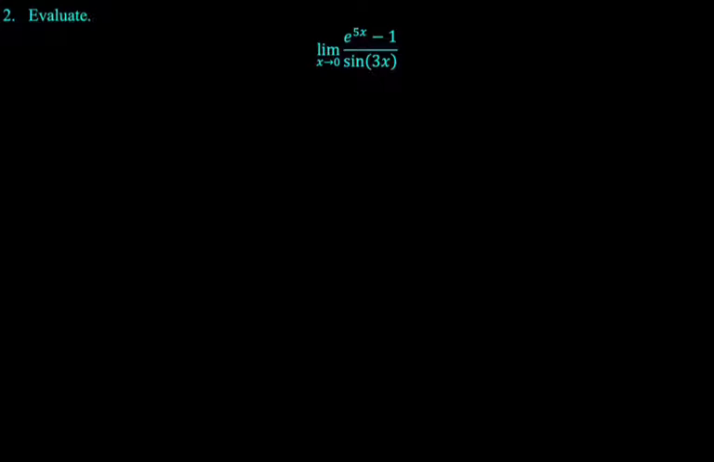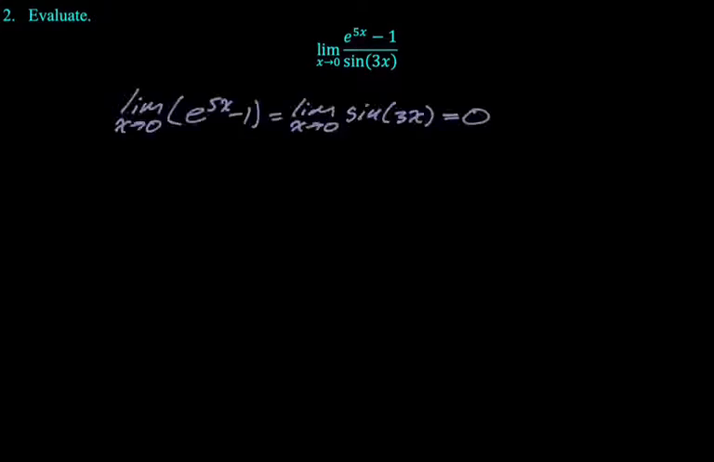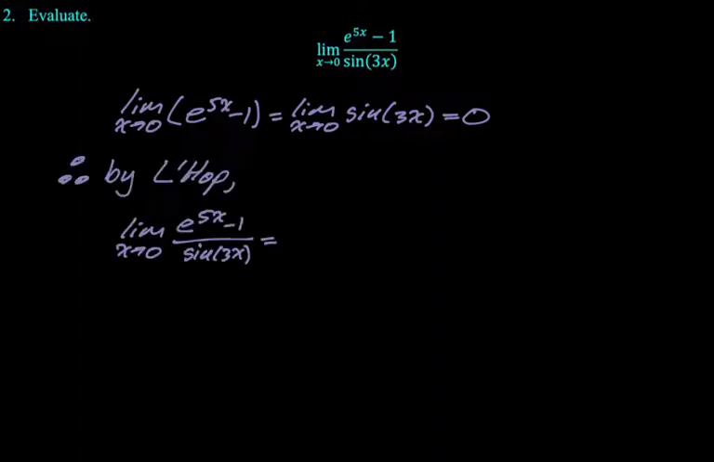We're going to do it the right way so that on a free response question we would get all the points. So here goes. We want to clearly identify that the limit of the top and the bottom are both 0. So I will say the limit as x approaches 0 of e to the 5x minus 1 equals the limit as x approaches 0 of sine of 3x equals 0. Therefore, by L'Hopital's rule, the original limit is going to be equal to the limit as x approaches 0 of the derivative of the top, which is 5e to the 5x, don't forget the chain rule, over the derivative of the bottom, which is going to be 3 cosine of 3x.